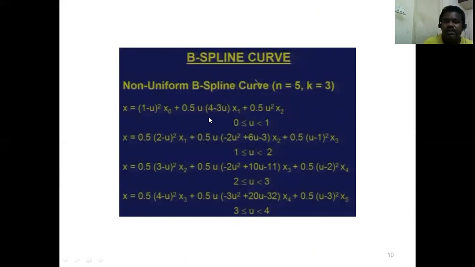Therefore, 4 segments we can have, where the u value for the first segment varies from 0 to 1. For the second segment, u varies from 1 to 2, then 2 to 3, 3 to 4. So in this particular case, n is equal to 5 and k is equal to 3, and I'm allowing 3 control points to influence a particular segment. In this case, I can have 4 segments: 1, 2, 3, 4. For every segment, this is the expression. This one you have to make it up.